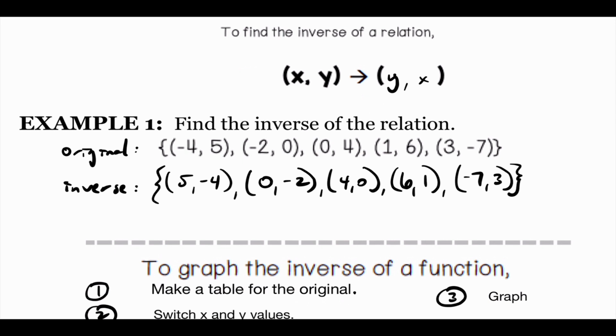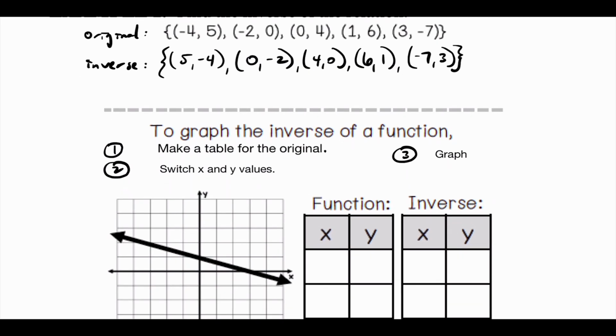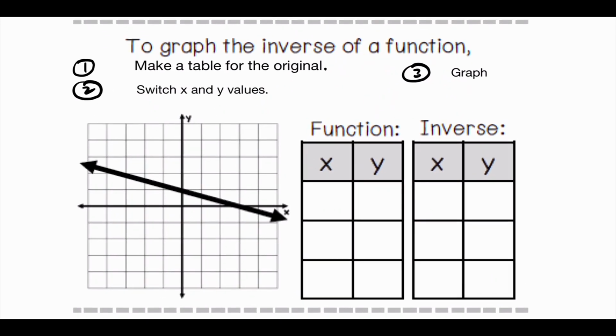That's what you do with the dots. You just switch spots. Switch places with the dots. It's kind of the same way you do a graph, because a graph is just a bunch of dots on a picture. It's a picture of the dots, right? So to graph, what do we got to do? First thing you got to do is make a table. Make a table for the original.